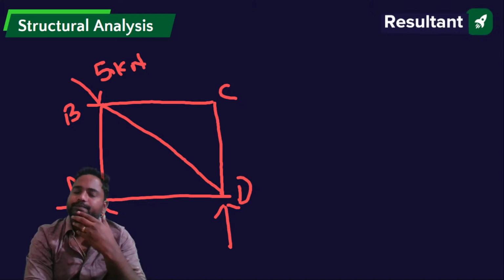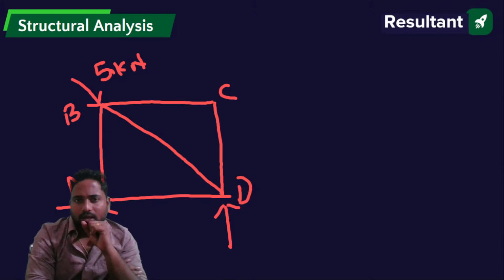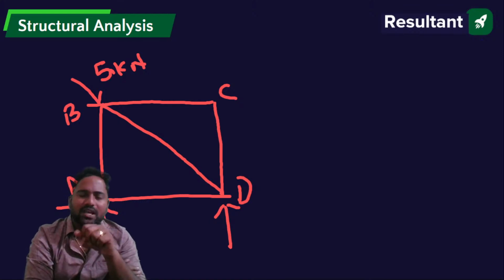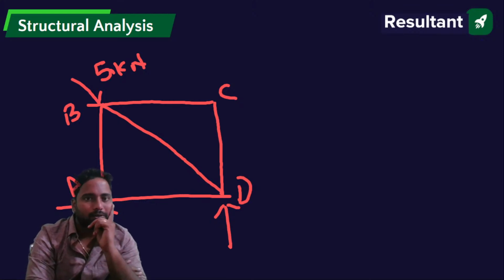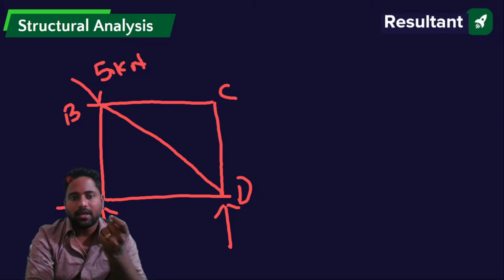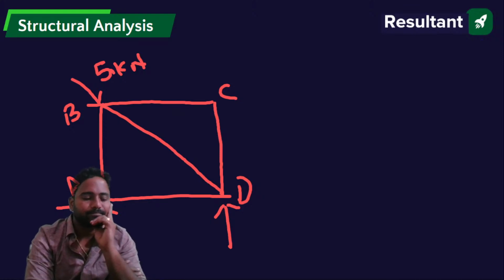We are discussing method of joints in structure analysis. The question given over here is to find out the four members which are having zero forces. What are the members that are having zero forces? Just tell me whether A, B, B, C, C, D, or A, D, which member is having zero force over here.